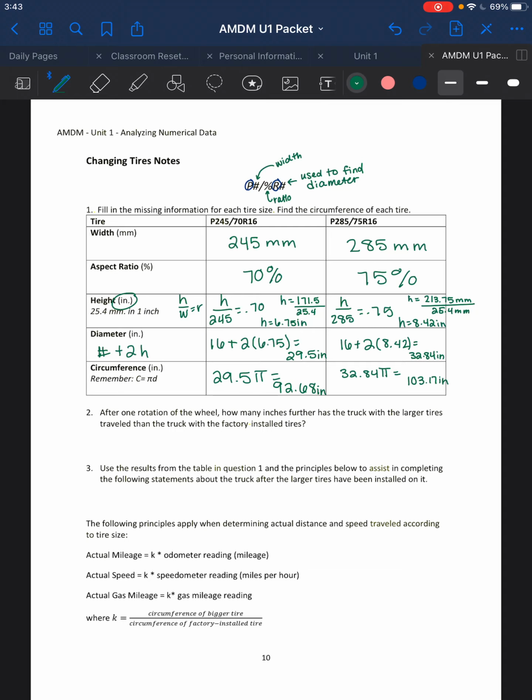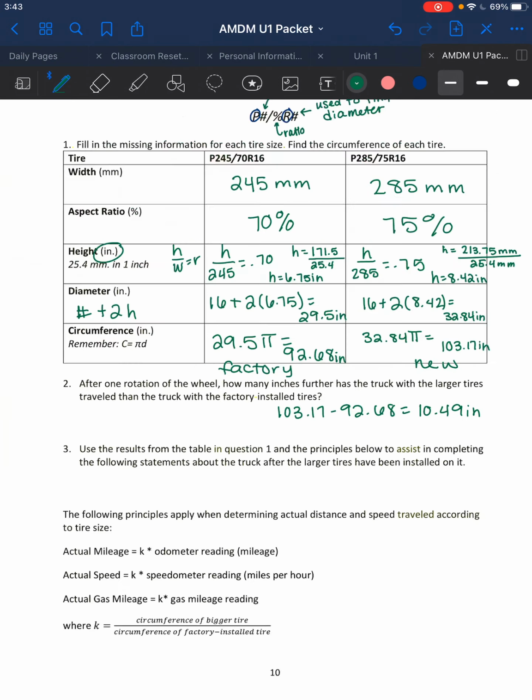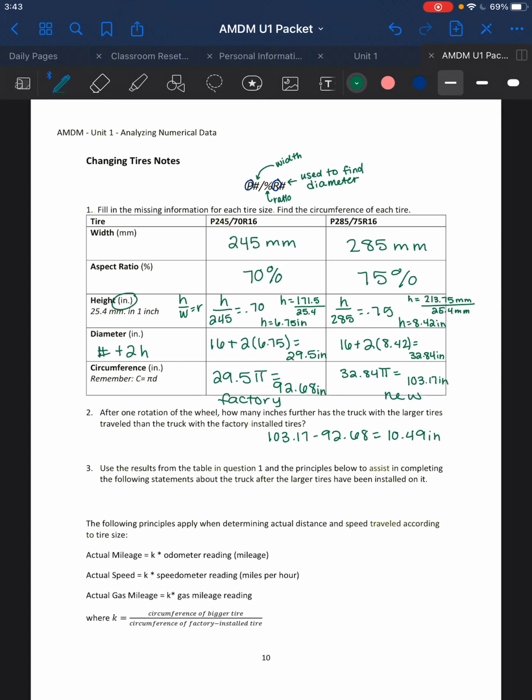After one rotation of the wheel, how many inches further does the truck travel compared to the factory tires? I'm going to take the new tires and subtract the factory tires, because that's telling me the difference of how far I have traveled. And I get 10.49 inches. So pretty much the larger tires go further.